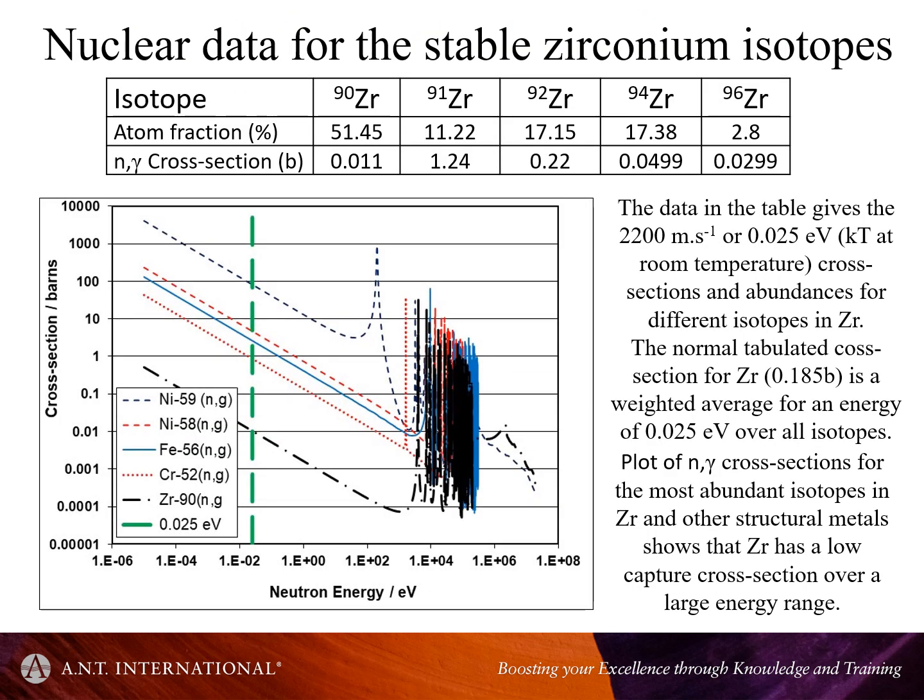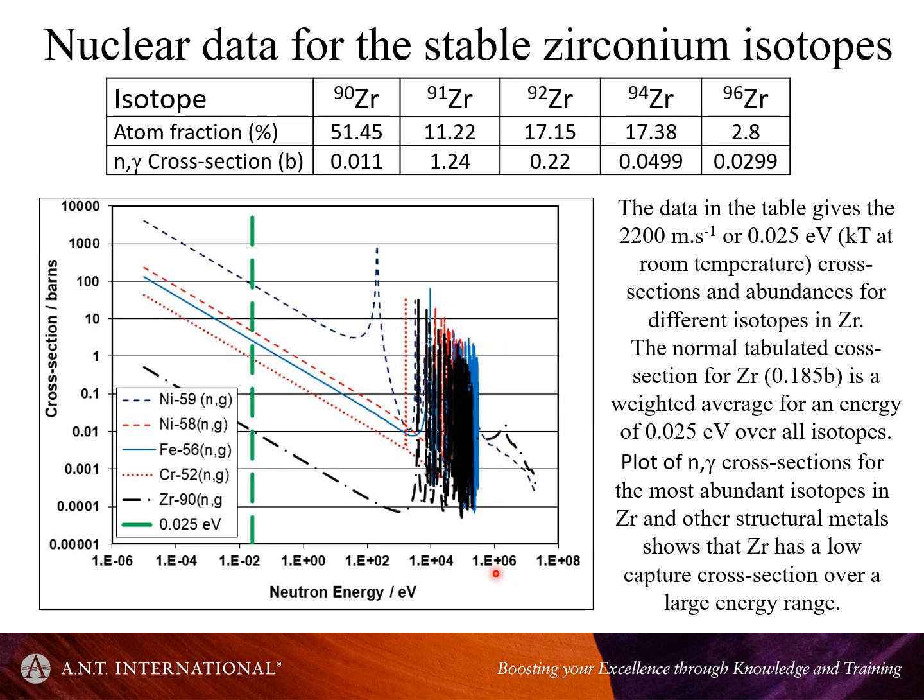So if we look at the N-gamma neutron cross-section, that's basically the probability that a neutron will interact with an atom of a particular isotope of a given element. I've got a plot here showing it as a function of neutron energy.